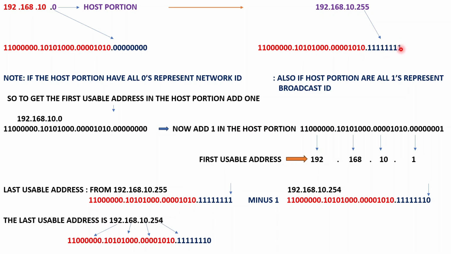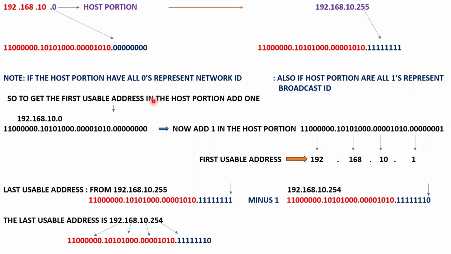So whenever you see in your network that the host portion is represented by all ones, it means that is the broadcast ID. So remember, as I said before, the network ID and the broadcast ID, these addresses cannot be assigned to any network device. So remember this: once you see the network ID and the broadcast ID, these addresses cannot be assigned to any network device.